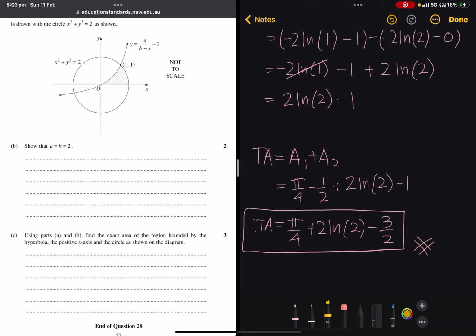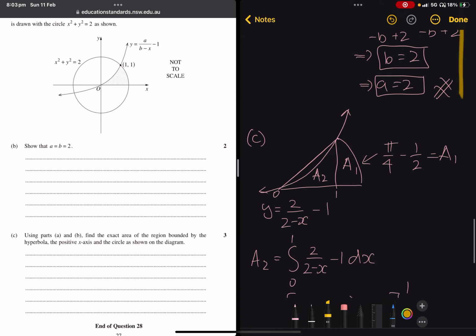Notice in this question, it was very convenient to use the working given to you through the question. When they told you to do something, if you didn't do it, you can probably do it without doing parts A and B. It's just going to be much more complicated. It was easier to do what they told you to do.